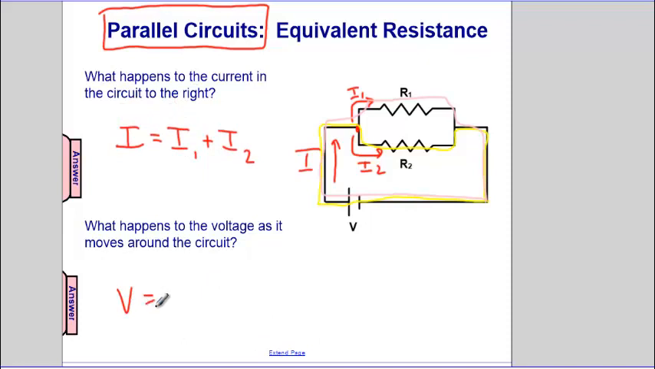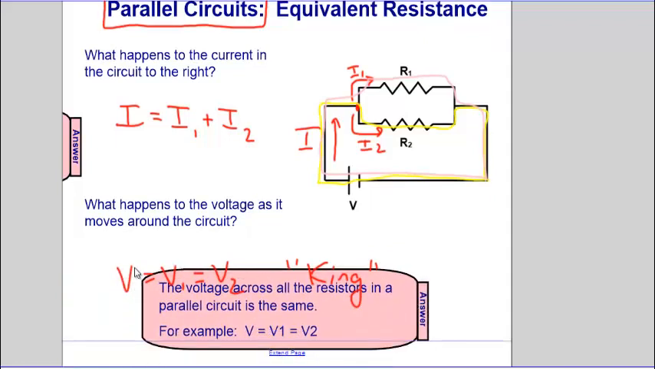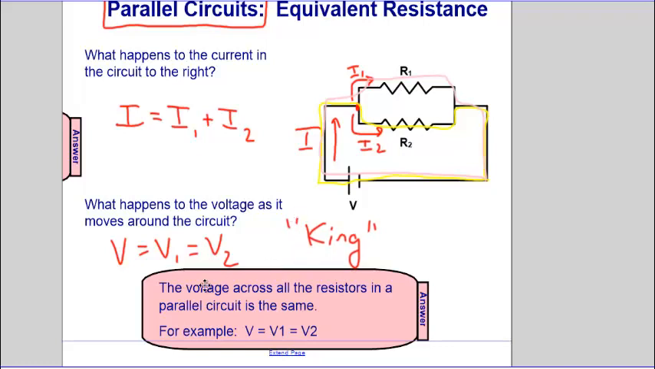V, the total voltage, or that of the battery, is V1 equals V2. So in a series circuit, which is one path, current would be king, but in a parallel circuit, voltage is king. So we'll reveal and see what they have to say. Let's move that up too. The voltage across resistors in the parallel circuit is the same. V equals V1 equals V2.